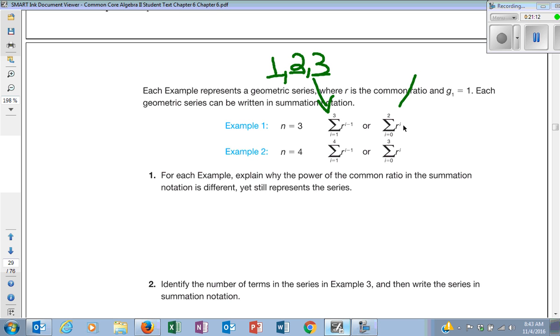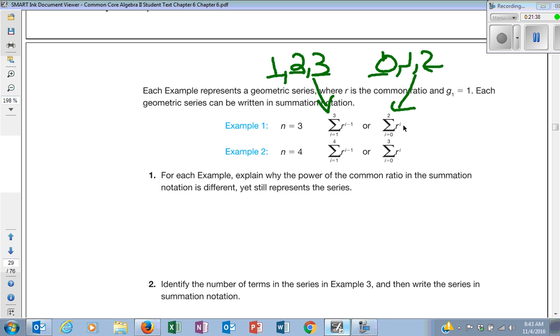Well, in this one, what would I plug in? I plug in 0, I plug in 1, and I plug in 2. How many terms do I still get? 3 of them. Why is this kind of weird? Because you're using 0, and we don't normally count with 0. So it's not a counting number. Remember, it's not our natural numbers.